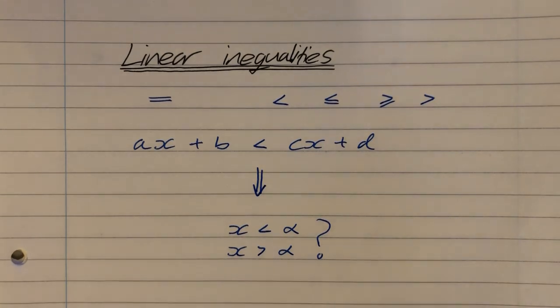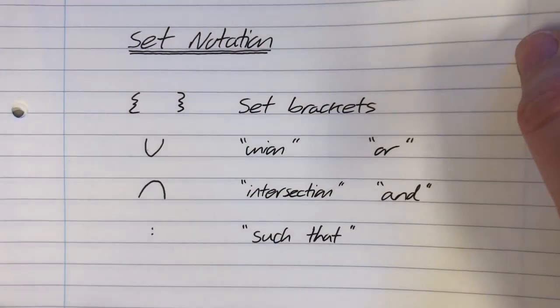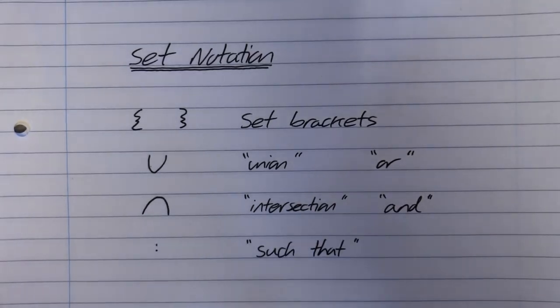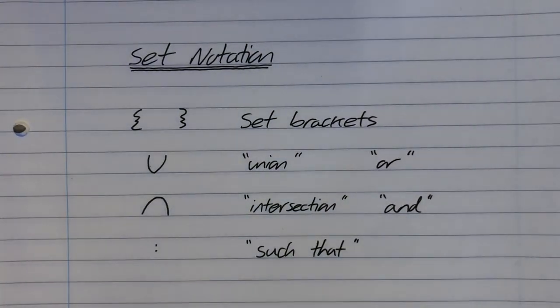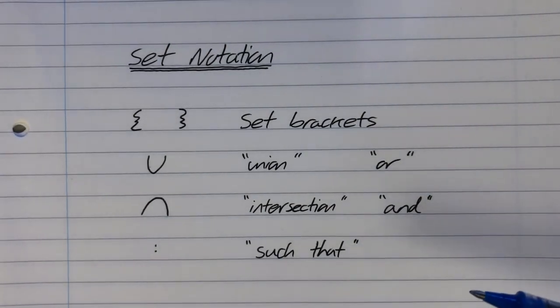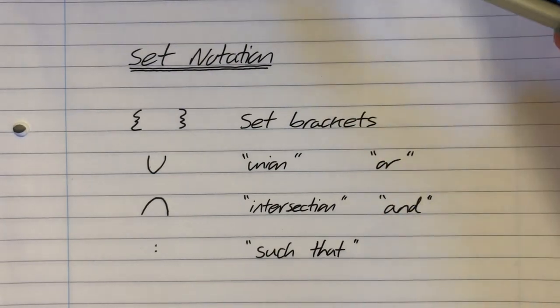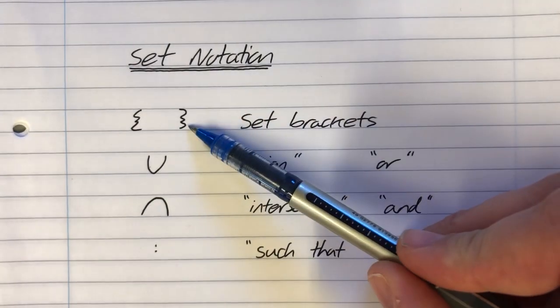Before we get on to some examples, I do want to just address some set notation. Sometimes a question in A-level will ask you specifically to leave your answer in set notation, which means you must leave your answer in set notation. You must use this notation. So in the examples, I'll give the answers in set notation as well as just an inequality. So set brackets.